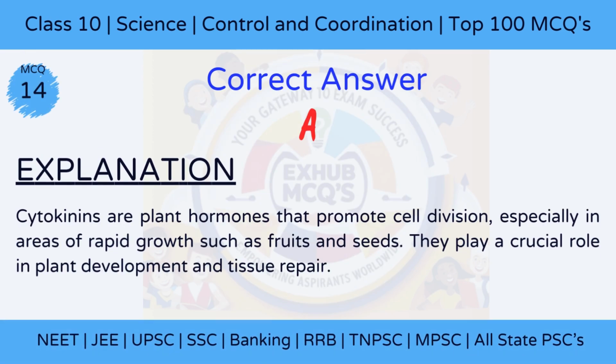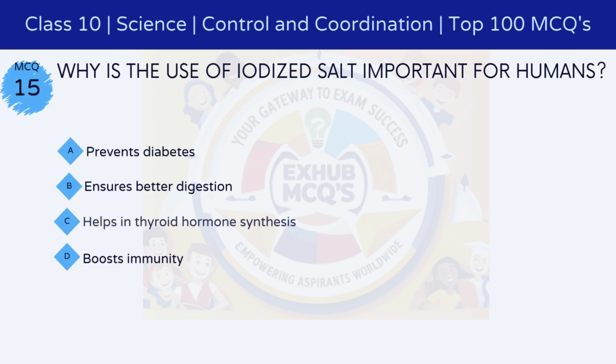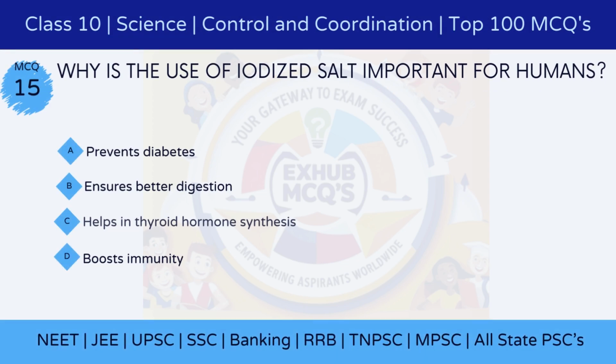The correct answer is option A, promote cell division. Explanation. Cytokinins are plant hormones that promote cell division, especially in areas of rapid growth like fruits and seeds. They play a crucial role in plant development and tissue repair. MCQ 15. Why is the use of iodized salt important for humans?